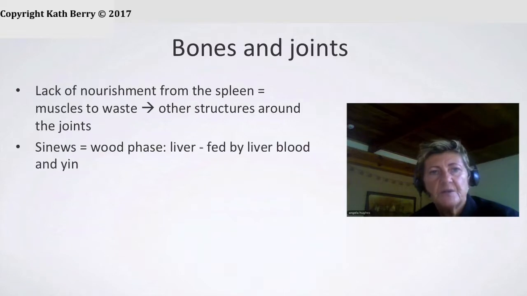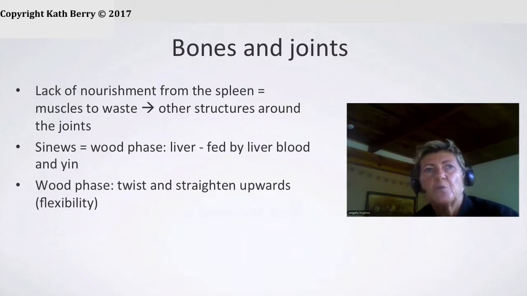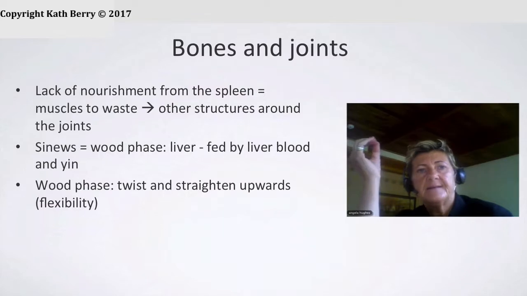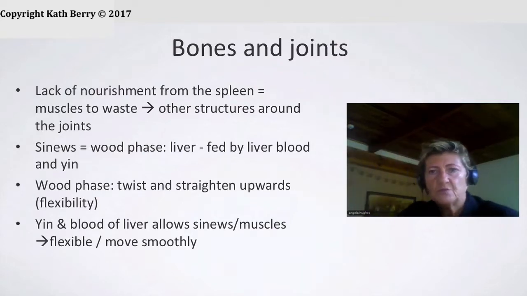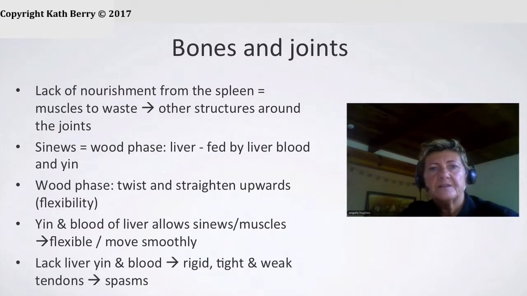The sinews belong to the wood phase and the liver and the gallbladder, and are fed by the liver blood and the liver yin. The nature of the wood in general is to twist and straighten and expand, and it's characterized by flexibility. It's the yin and blood of the liver that allows the sinews and the muscles to be flexible and to move smoothly. A lack of liver yin and blood is going to lead to rigid, tight, weak tendons and ligaments, and eventually it will lead to stiffness and spasms.